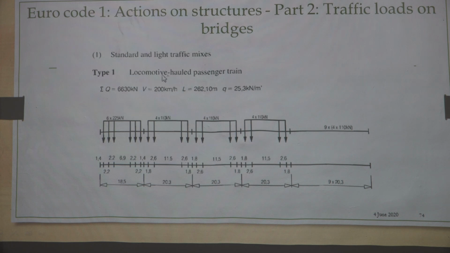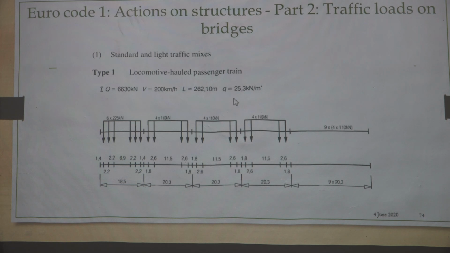So, type 1 is the locomotive hauled passenger train. This is the summation of Q, meaning the total weight of the train, 6630 kilonewton. This is the maximum velocity it can attain, so it can attain a velocity of 200 kilometer per hour. This is the length of the train. If you add all these things, it will come to 260.10. And what is this small q? Small q is the UDL. So, this divided by this will become the UDL over the entire track.